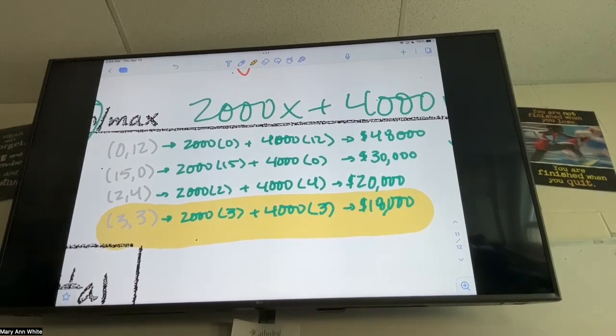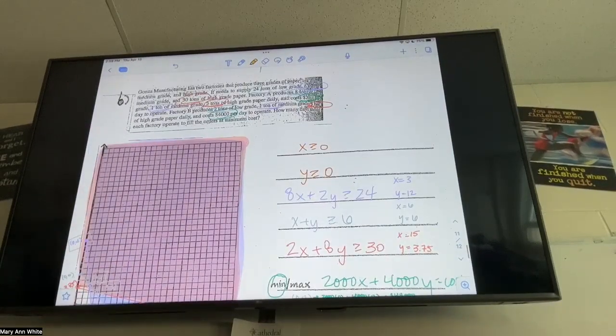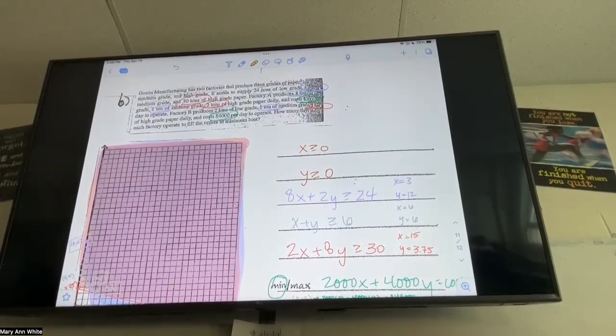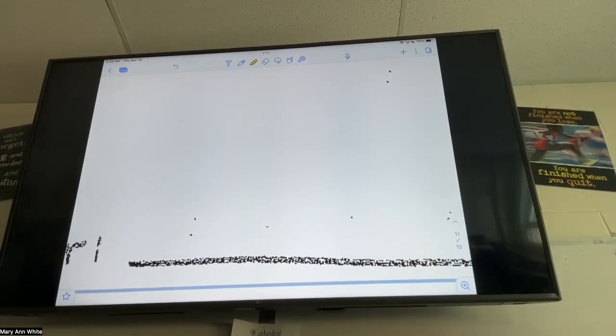So I'm going to write on the line below. The question was, how many days should each factory operate to fill the order at minimum cost? I would say each factory should be open for 3 days each in order to minimize the cost, because we got 3, 3. So both factories should be open 3 days each.